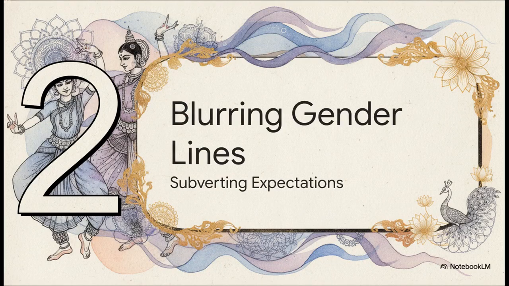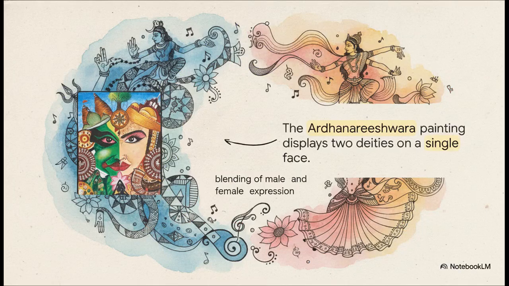Moving on to Section 2, Blurring Gender Lines. Take a look at the Ardhanarishwara painting. It is a single face, right? But it's split perfectly down the middle with traditional dance makeup, depicting Lord Shiva on one side and Goddess Parvati on the other. This brilliantly illustrates a core concept in these dances. The divine and how we express it is not confined by binary gender. The masculine and the feminine coexist perfectly within the exact same artistic space.